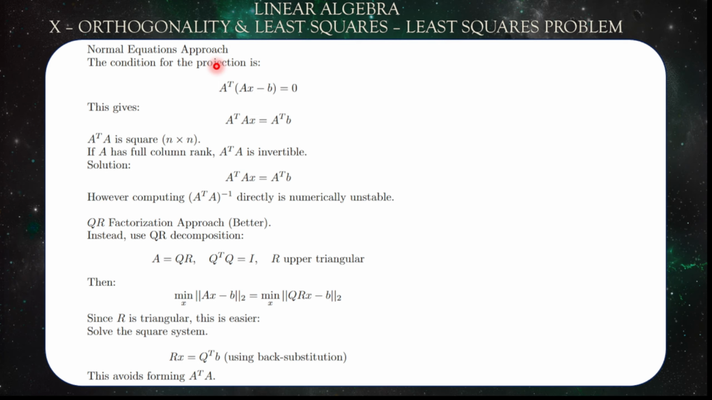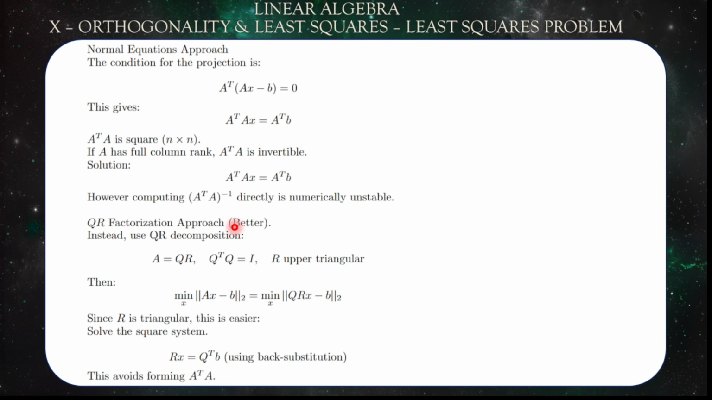Normal equations approach. So the condition for the projection is A^T multiplied by (Ax minus b) is equal to 0. This becomes transpose of A multiplied by Ax, minus transpose of A times b, is equal to 0, or A^T A x is equal to A^T b. So A^T A is a square matrix, n by n. If A has full column rank, A^T A is invertible. Solution: A^T A x is equal to A^T b.